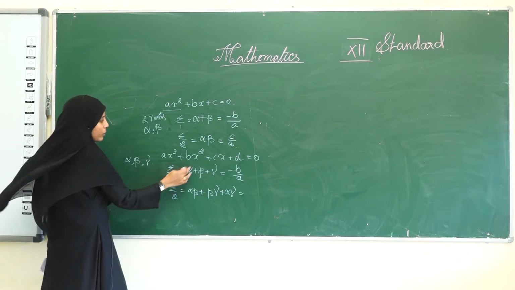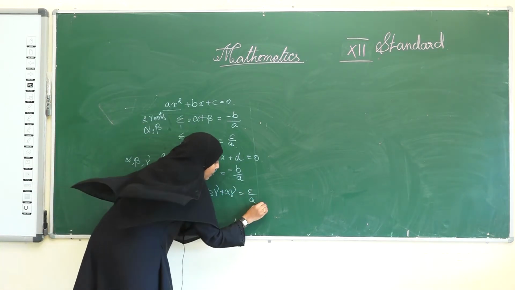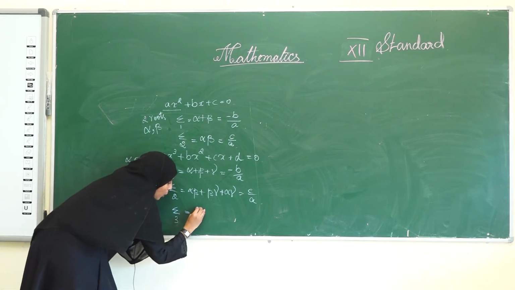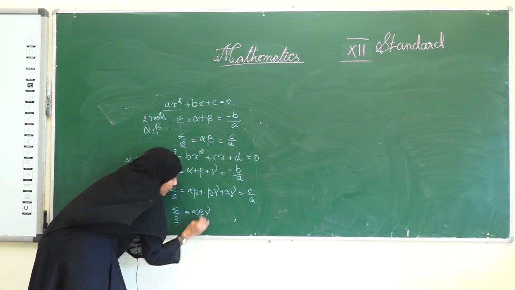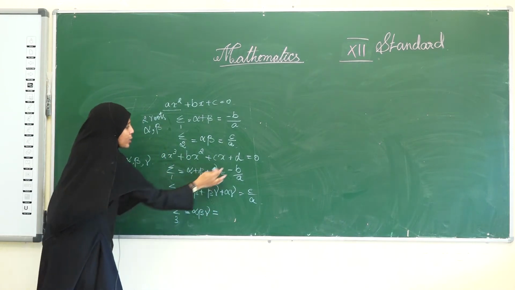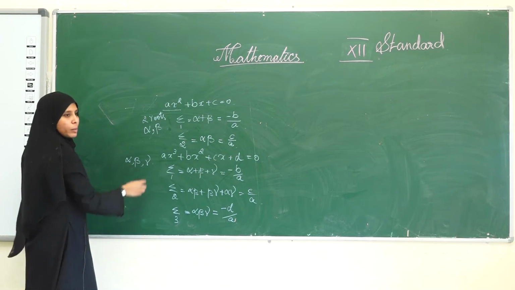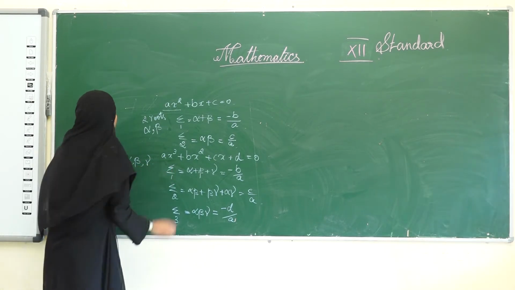In this case, what will be the answer? See here, it is c by a. And then summation 3, which is the product of the roots, alpha beta gamma, which will be equal to minus d divided by a. See, this is the case for a cubic polynomial equation.